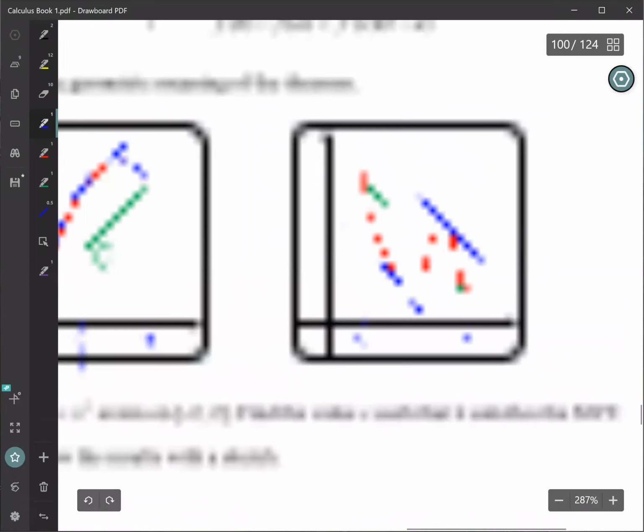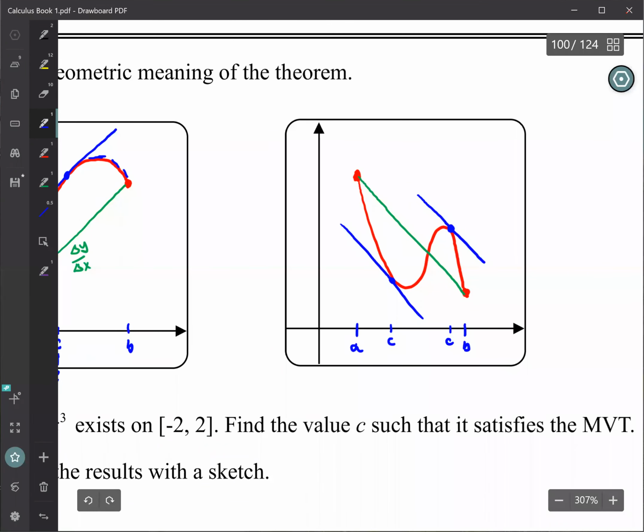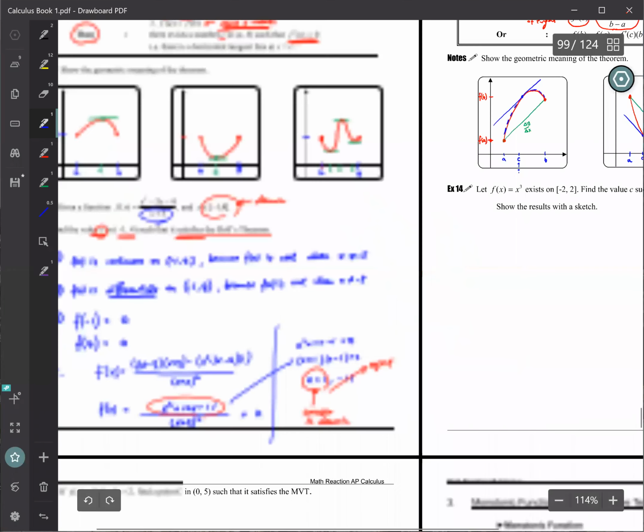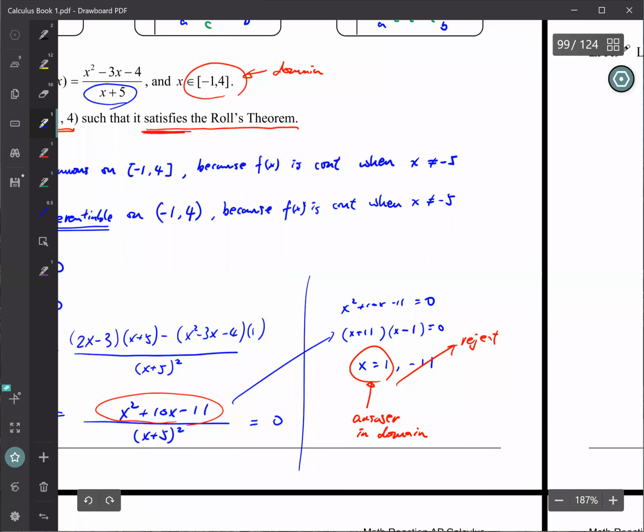So it's showing that there could be more than one answer for your C, right? Just like in the last question, we also found two answers, 1 and -11. But then make sure you only keep the one inside the domain of interest. Okay, so I'd like you to try question 14 now.